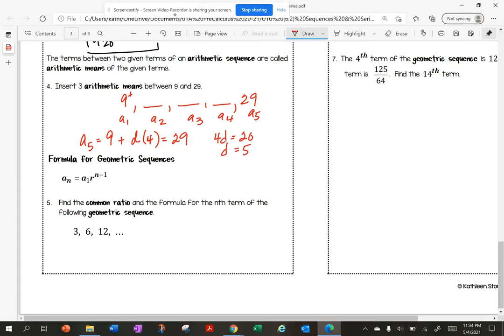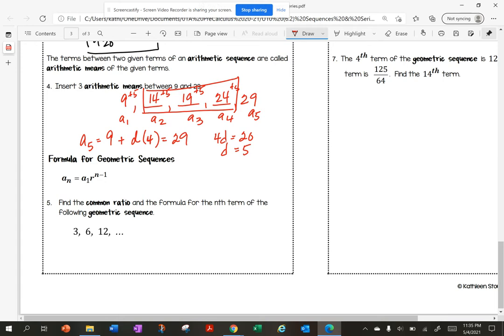So I'm going to take 9 and add 5, which is 14. I add 5 and get 19. I add 5 and get 24. And if I add 5 more, I end up with 29. So here are my 3 arithmetic means between those two numbers.